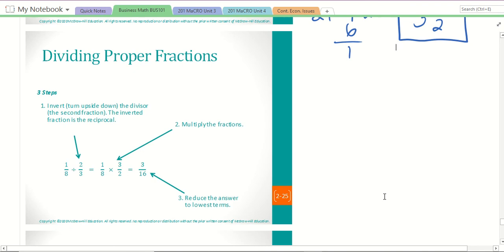Okay, it's the same way. We're just going to use the reciprocal or invert, turn it upside down. When I was back in school, we didn't say reciprocal, excuse me. That's just the way we did it.